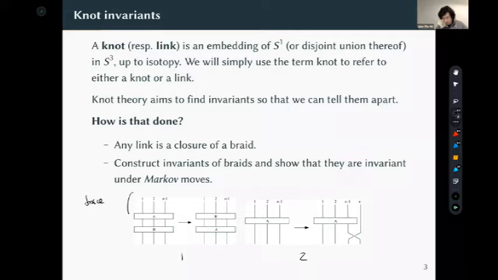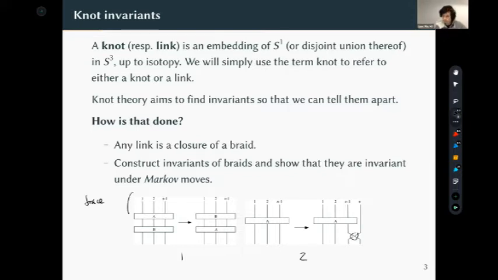And the second Markov move is about adding an extra strand. If you add an extra strand and you twist it like so, you can easily convince yourself that once you close up the braid, the resulting knot stays the same as the one before you added this extra strand. So Markov says that if you have an invariant of braids that is invariant with respect to these two different Markov moves, then you actually get a knot invariant.